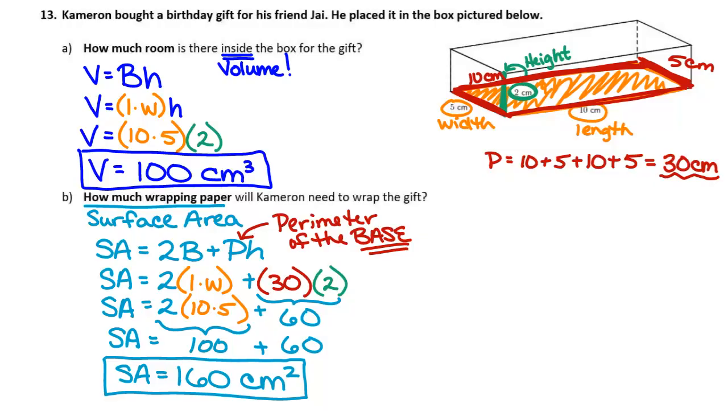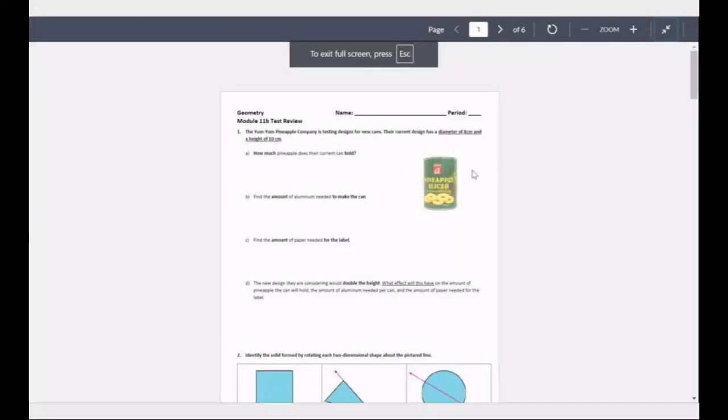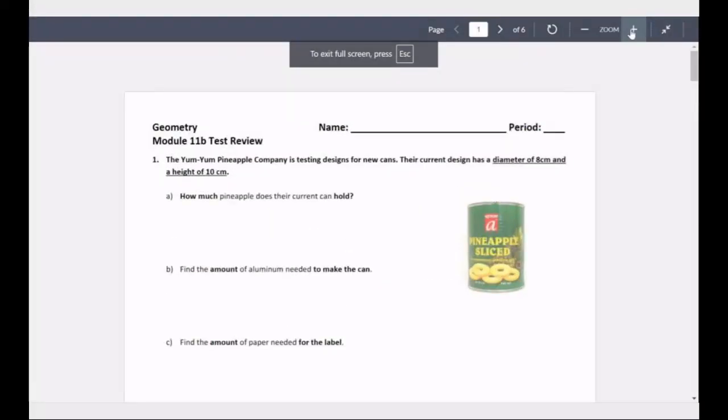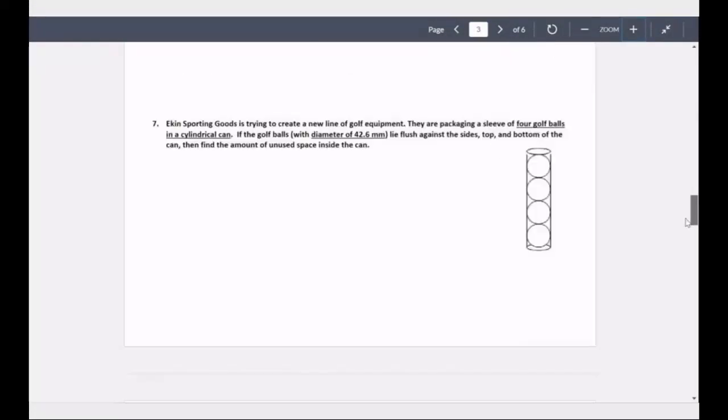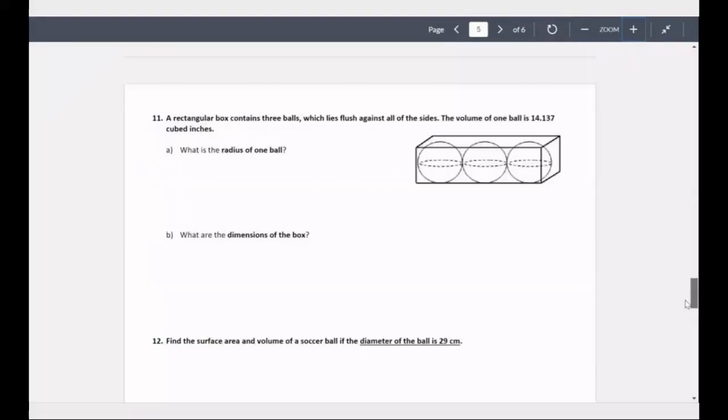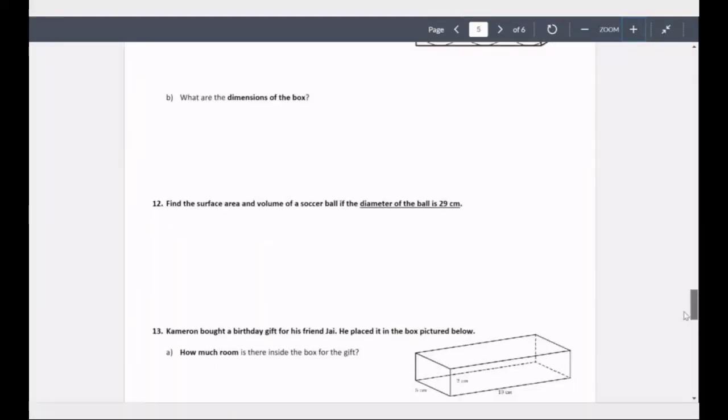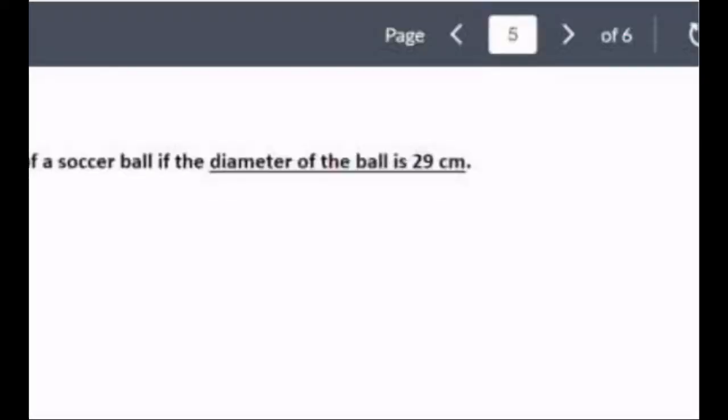I do have enough time for a short one if anybody wants to see a short one. Yes, I can do number 12. Give me just half a second, because somehow that one got left out of here. Right, number 12. I don't know how I managed to miss this one. Find the surface area and volume of a soccer ball if the diameter of the ball is 29 centimeters.